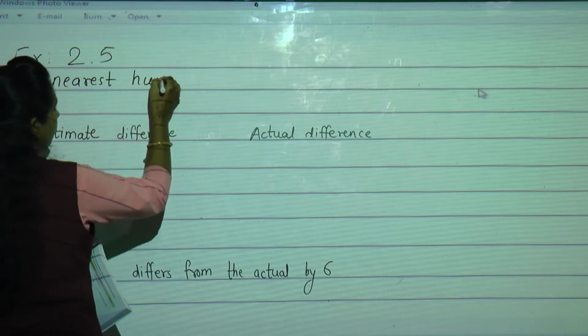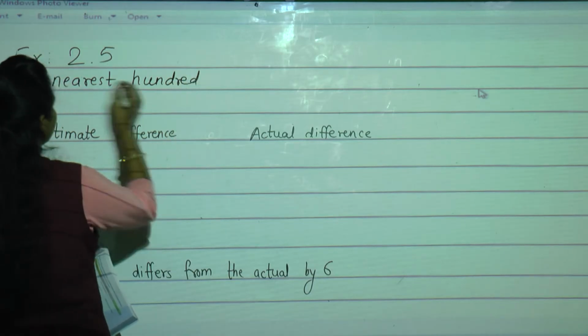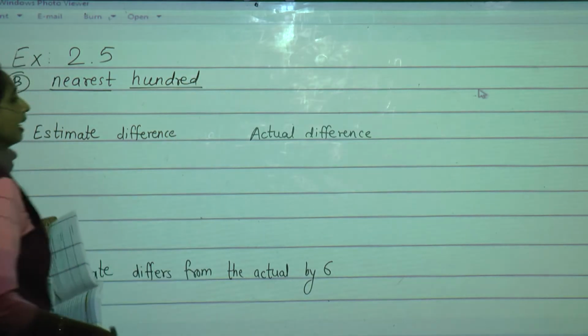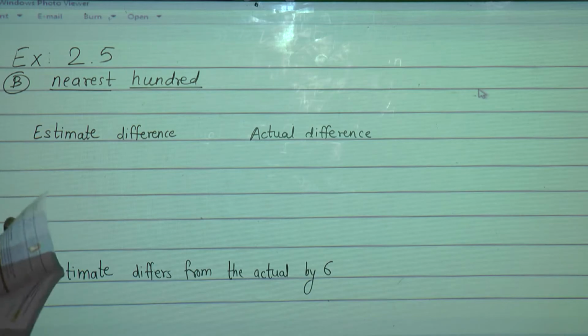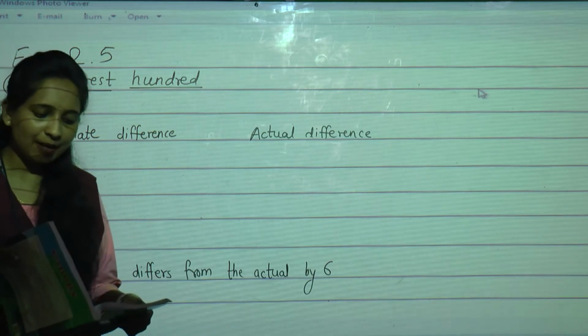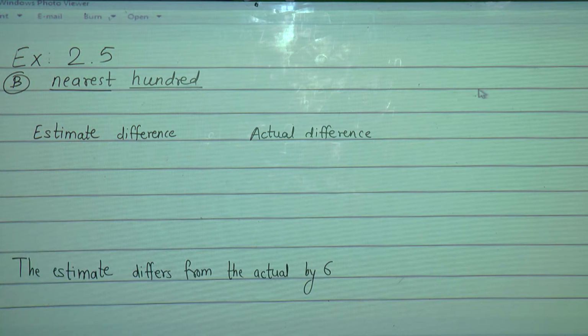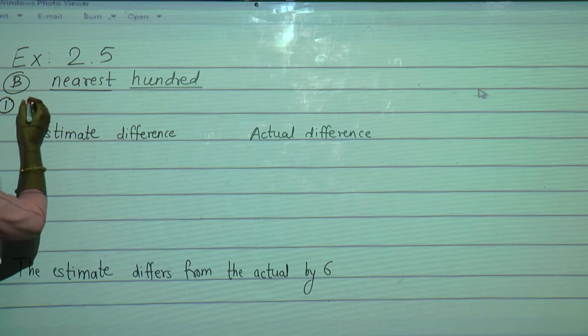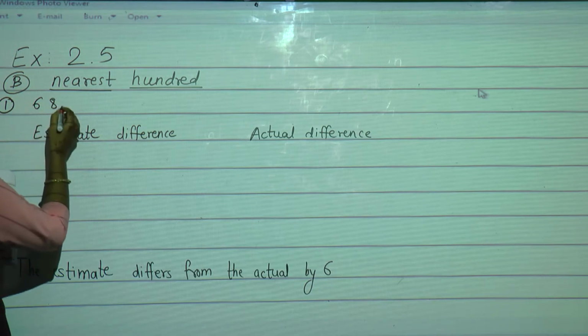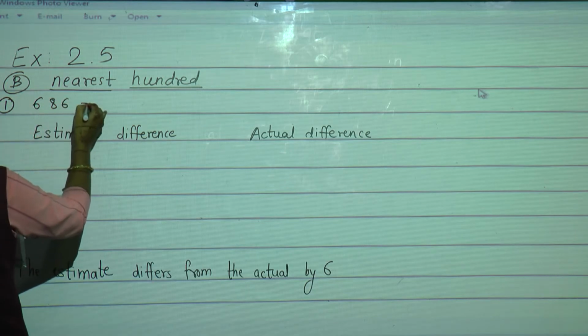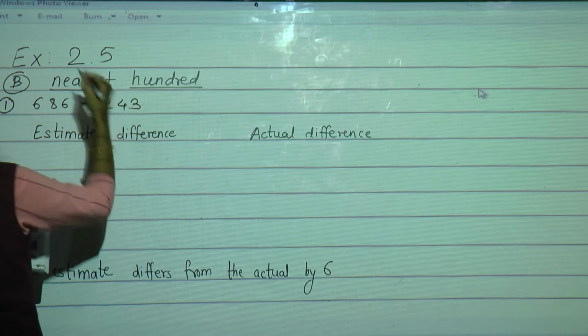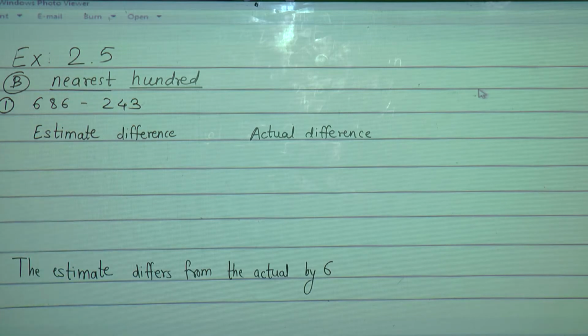Now we have done nearest tens. Now in B question we have to do nearest 100 and compare with the actual difference. Same. So in this we will solve the first one. Okay, what is the question? 686 minus 243. Now we will solve the first one.